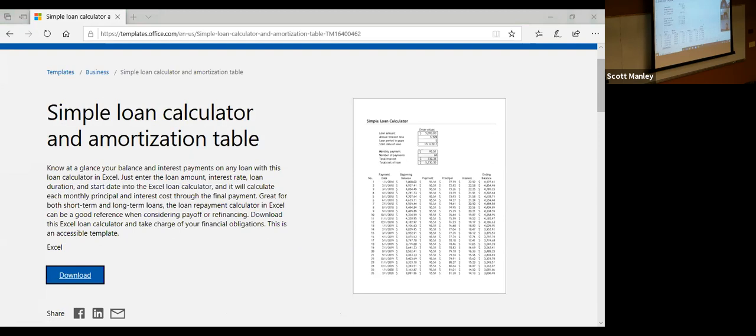So what is it telling you? It's telling you that your loan amount is $5,000. That's a plug-in number. You plug that in. You plug in your interest rate, you plug in the number of years, and you plug in your start date, and it tells you how much your monthly payment is, how many payments you have, what the total of your interest is, and what the total cost of your loan is. Okay?